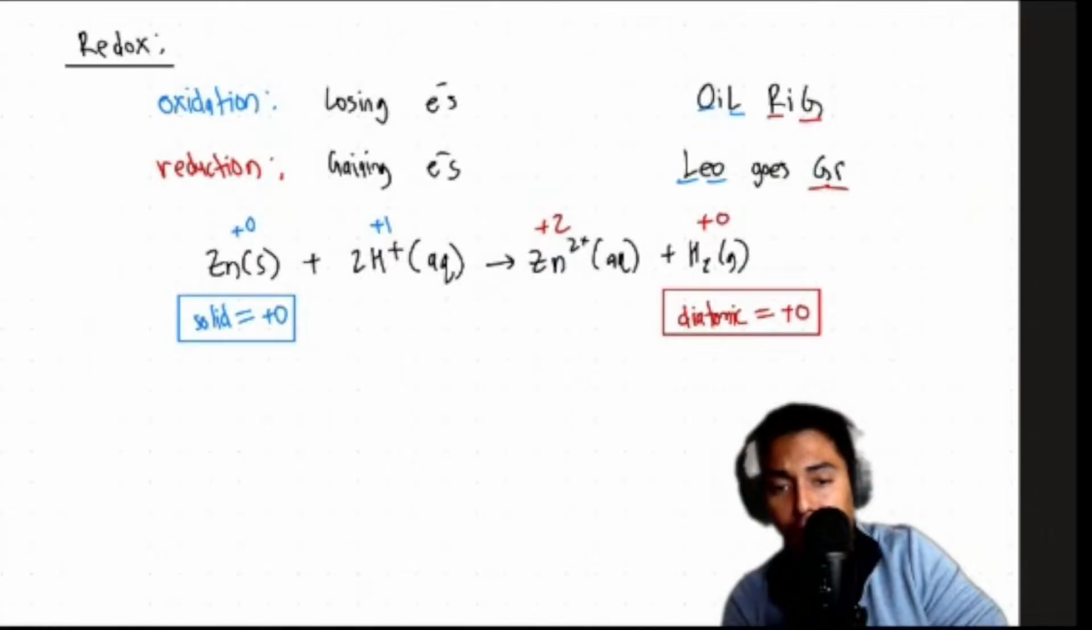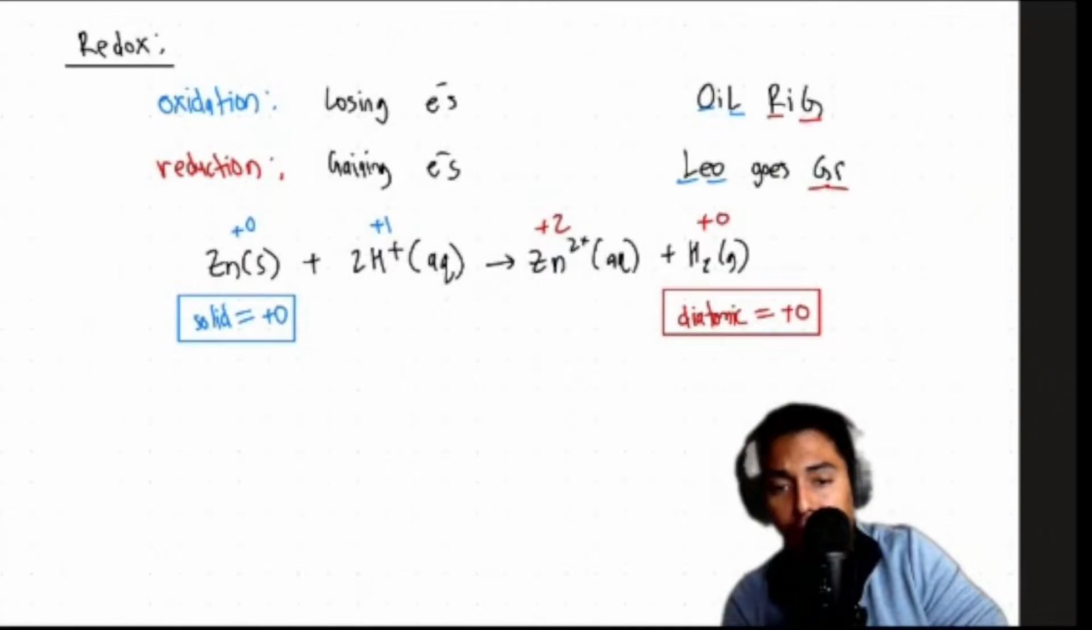Let me just double check if I'm not mistaken here. Okay, and then contrarily, hydrogen on the other hand went from +1 to +0. So now, is hydrogen losing or gaining? Let's do a quick poll, chat. Is hydrogen losing electrons or gaining electrons?